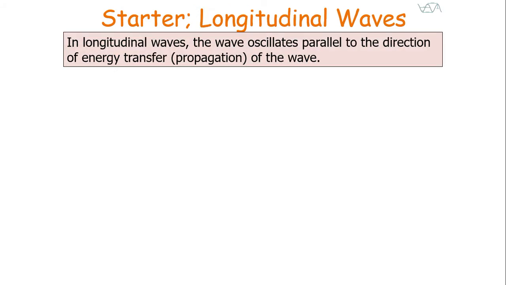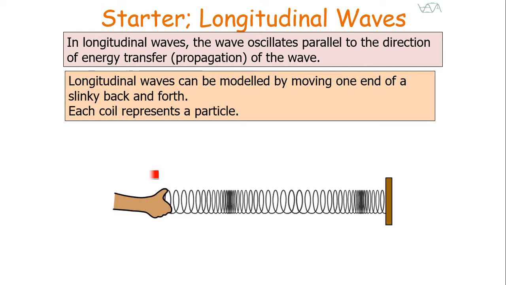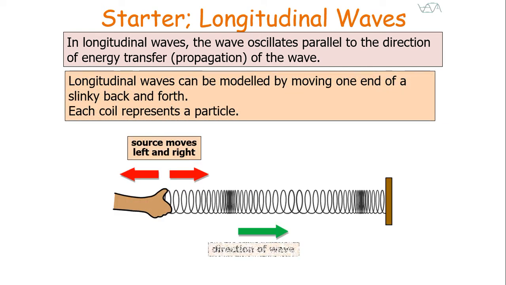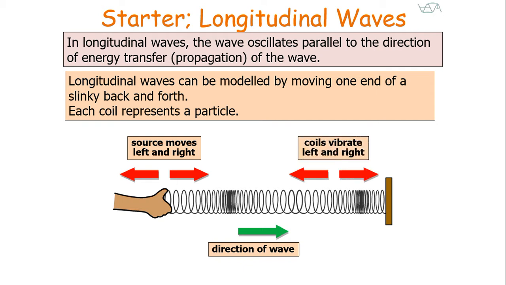Now in longitudinal waves, the wave oscillates parallel to the direction of energy transfer or propagation. So longitudinal waves can also be modelled by moving one end of a slinky back and forth, with each coil representing a particle. So in this particular example, as the source moves left to right, the coil vibrates left to right, but the direction of energy transfer is in the same direction as the coils that are vibrating.